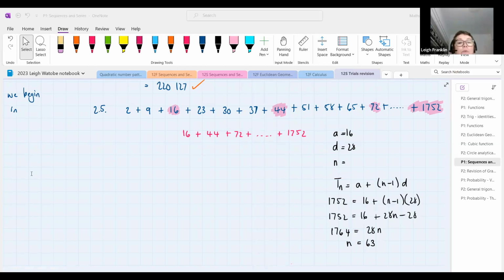I know it was a little bit cumbersome to extend this pattern like I did in the beginning. But the reason I did that is because I wanted you to see the pattern of numbers. That A would be 16, your second term would be 44, your third term would be 72, etc., etc.